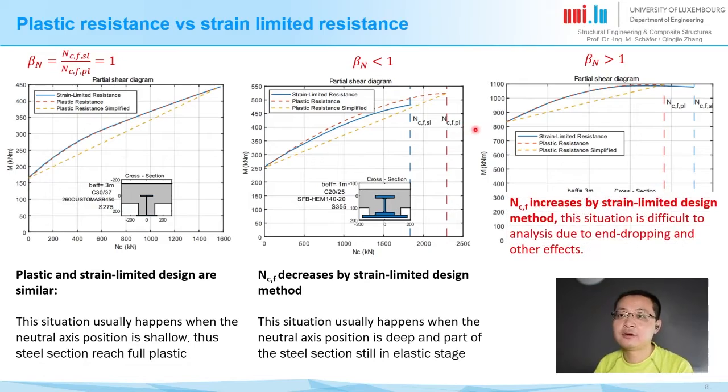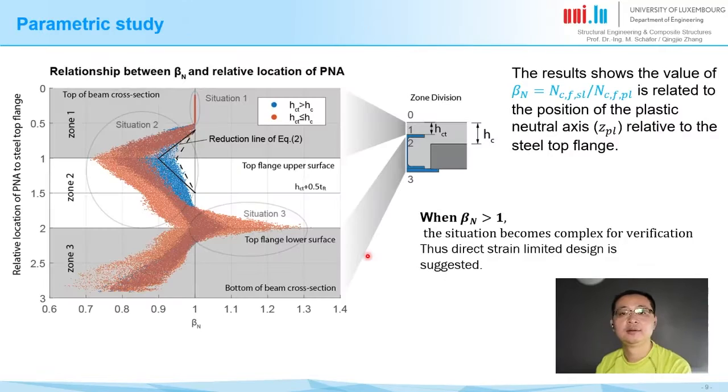Later, we found that for the situation of beta n bigger than 1, we may face quite a lot of other influences, such as entropy, which is not so easy to calculate with this analytical method. In these cases, we suggest you do a full strain limit analysis. We have done another analysis to see which parameters are related to beta n.